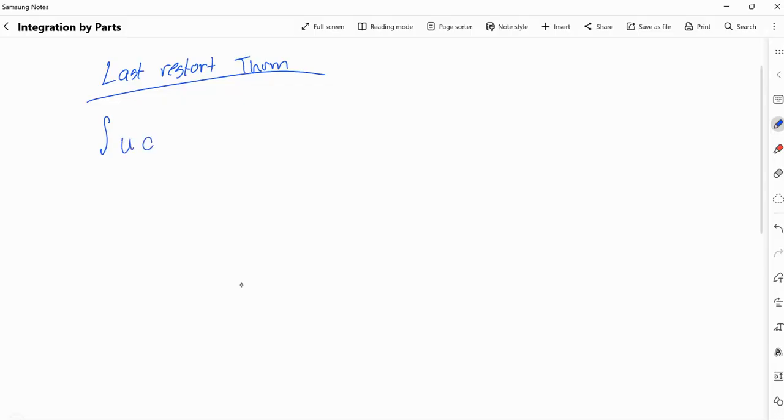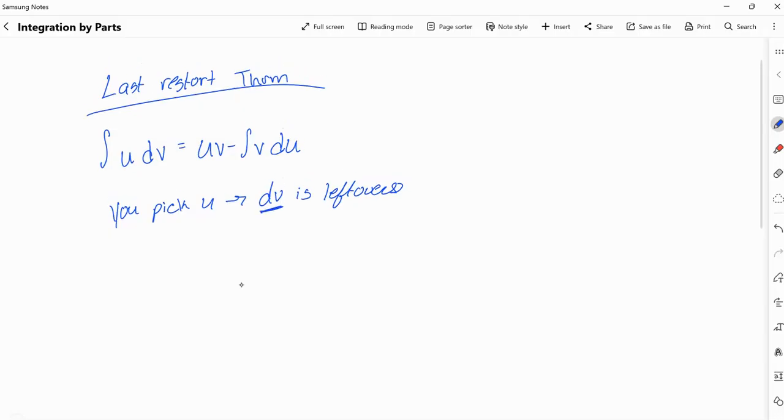So here's what integration by parts says. If you have an integral of u dv, it's going to be uv minus the integral of v du. So what happens is you get to pick u. dv is the leftovers. And if you know u, then you know du because you just take the derivative of it. If you know dv, then you can integrate it to find v. Now the key is picking something so that this guy is something that you can integrate.